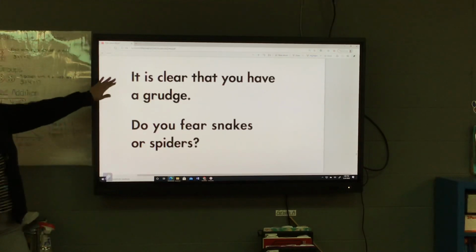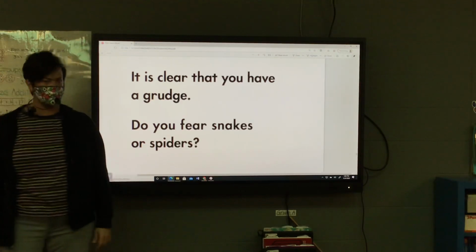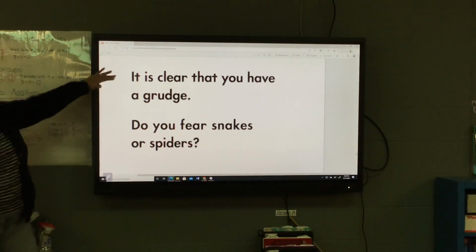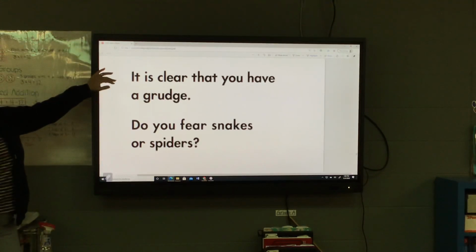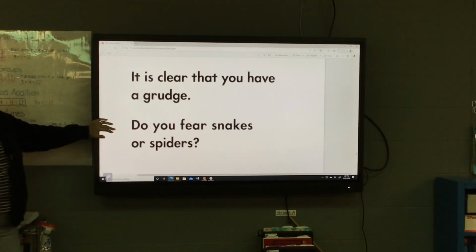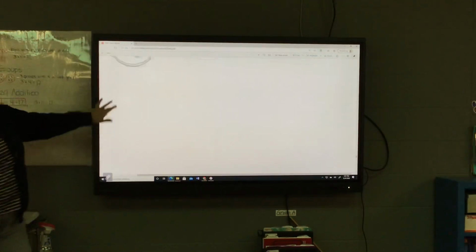Okay, let's look at the first sentence. It is clear that you have a grudge. Do you know what it means to have a grudge? Like you're mad at somebody and you just won't get over it. Have you ever had a grudge towards someone? Maybe like a brother or a sister, especially. Okay, so let's read that again. It is clear that you have a grudge. Look at this next one. It's asking a question. Do you fear snakes or spiders? All right.